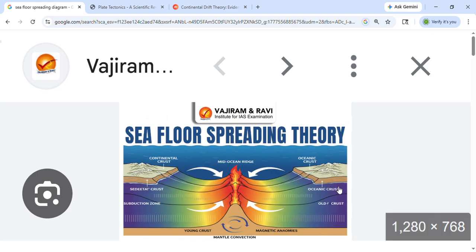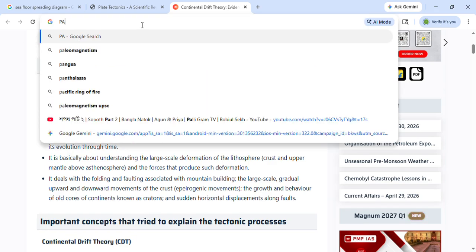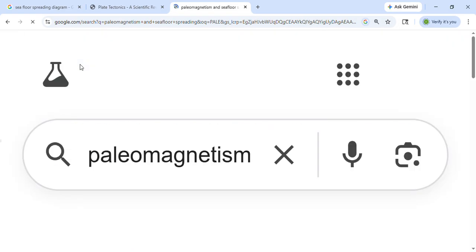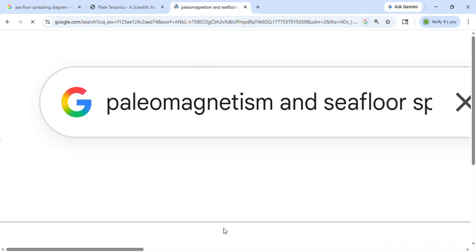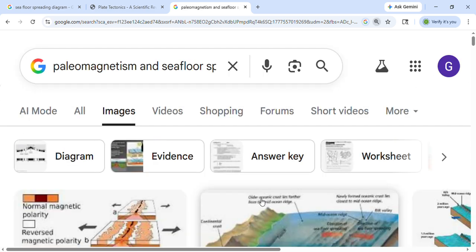So the next question: how does paleomagnetism confirm the theory of seafloor spreading? Now we learn about the paleomagnetism theory. What is the relationship between paleomagnetism and seafloor spreading? Okay.